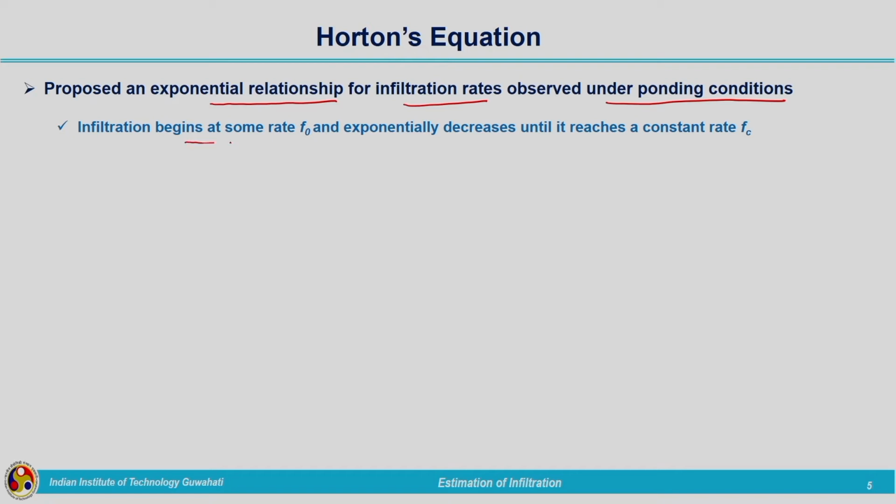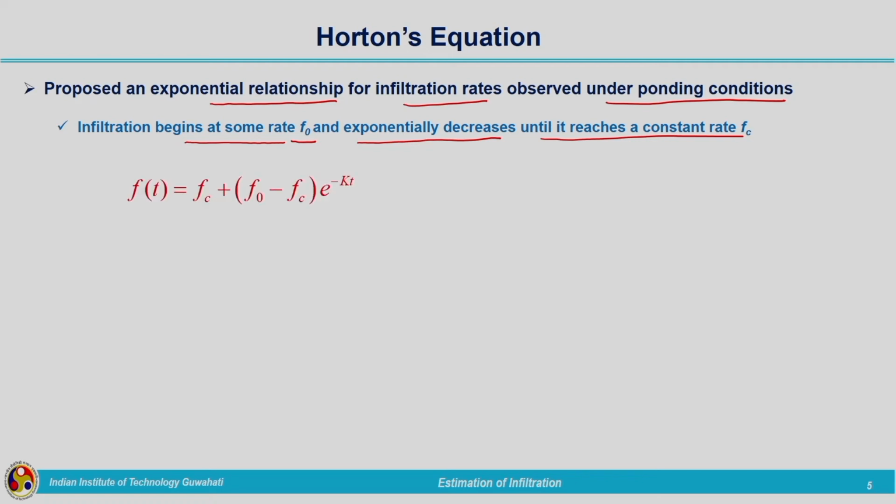And infiltration begins at time t equal to t naught with the rate f naught. You can compare with the Kostiakov equation, where initially at time t equal to 0 it gave an infinite value. To overcome that, if we use this equation, it starts with some rate f naught and exponentially decreases until it reaches a constant rate f c. So, the initial infiltration rate is represented by the notation f naught, and it decreases exponentially, finally reaching a constant rate f c.